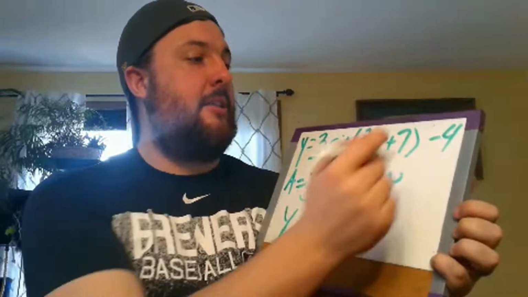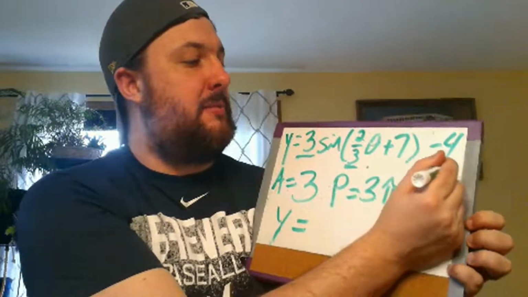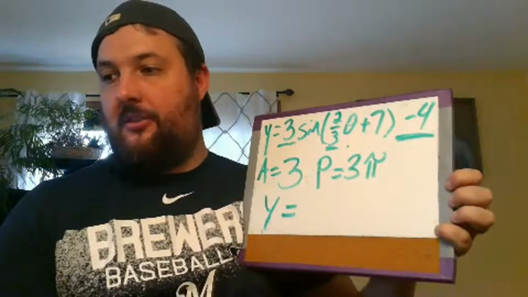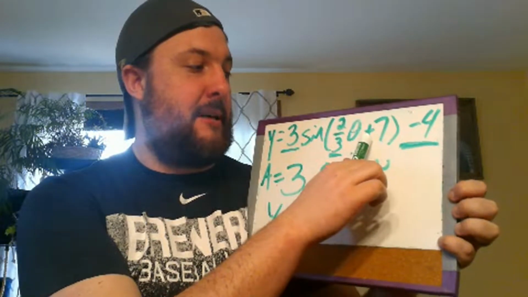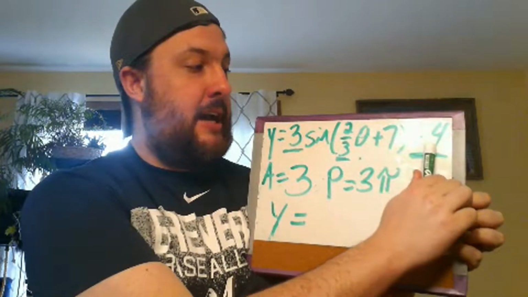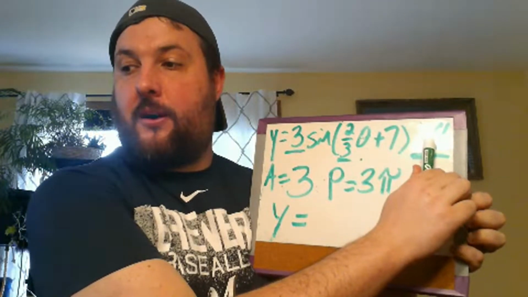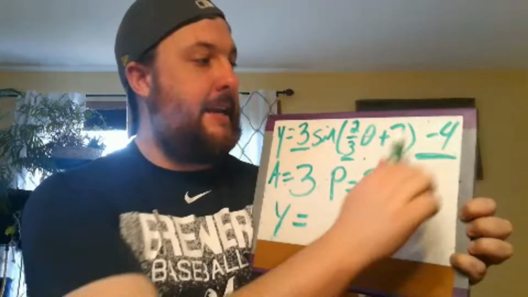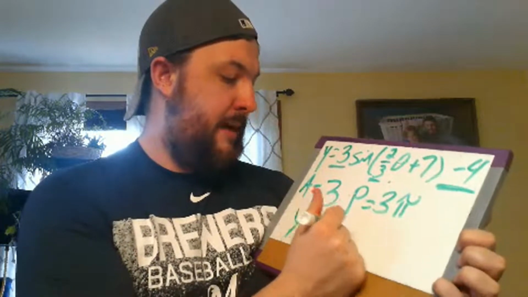And to do that, I look at what's being added or subtracted to the equation outside of the parentheses. So I don't look inside the parentheses for the midline equation. I look outside to this -4, right? So the equation of the midline is just y equals this number, -4.